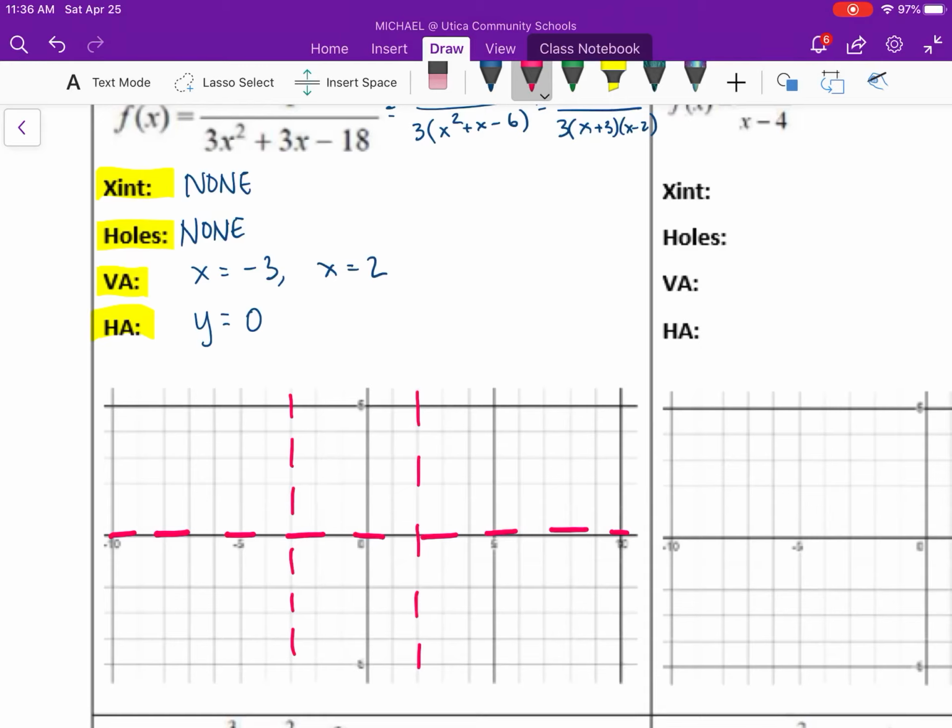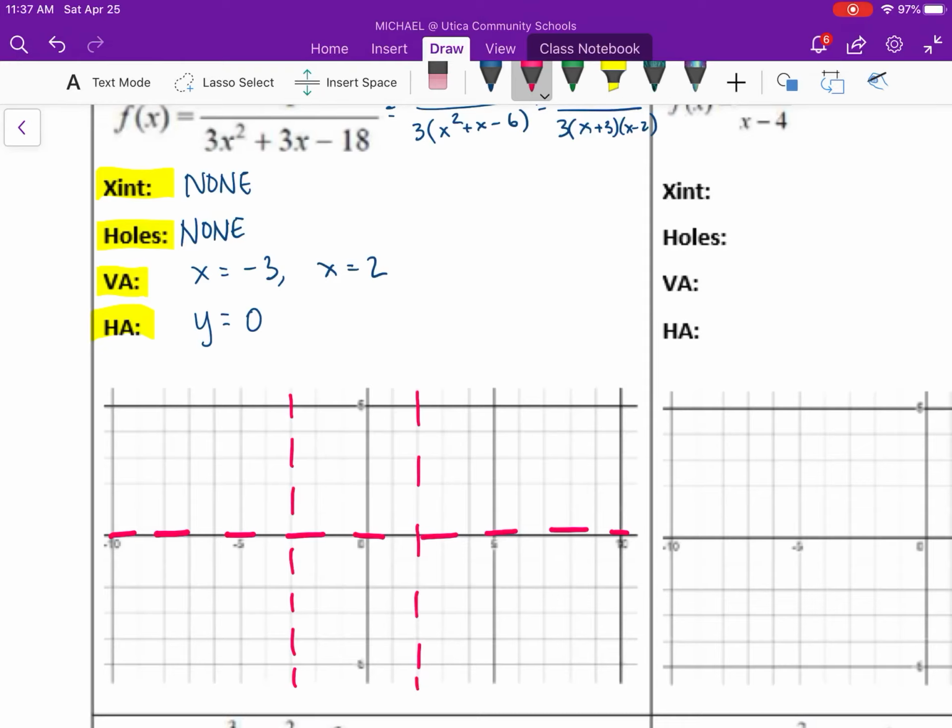There are no x-intercepts and there are no holes. So this graph never crosses the x-axis. This graph also never crosses... it does cross the y-axis, but we're not going to get there. So the next thing we want to do is test a few points. You can also use Desmos, but in calculus sometimes there are no-calculator problems, so you're going to need to be able to do this on your own without using Desmos or a graphing calculator.